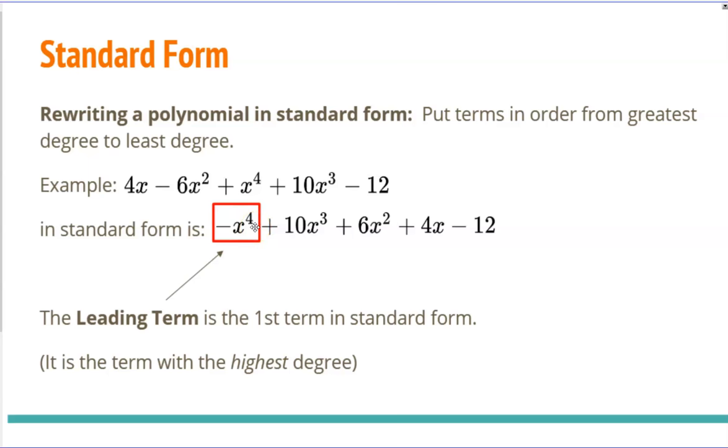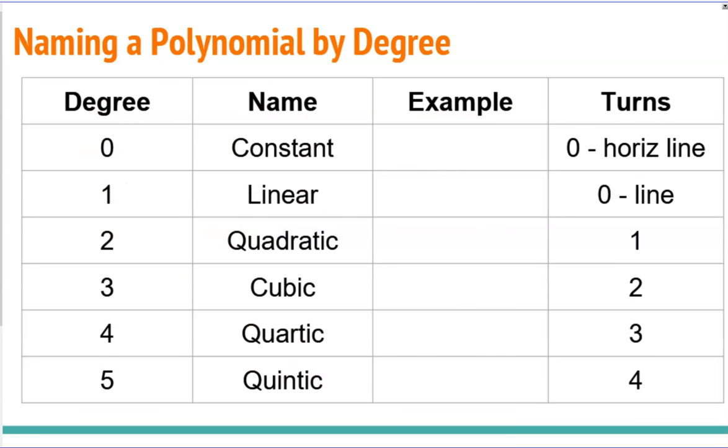Okay, we're going to get more into that. We can name the polynomial by that degree. So whatever the highest degree is, we can classify the entire polynomial by that piece of information. So if our degree is 0, meaning there is no variable, like let's say if I had 5, that's an example of a constant. It's just a number. To graph y equals 5 would be a horizontal line, so there would be no turns.